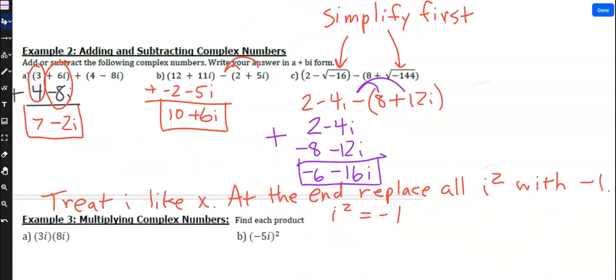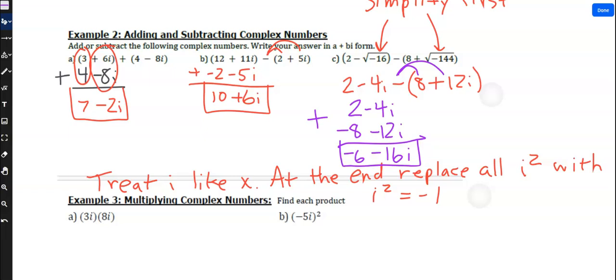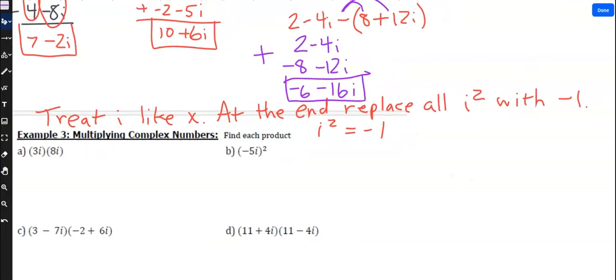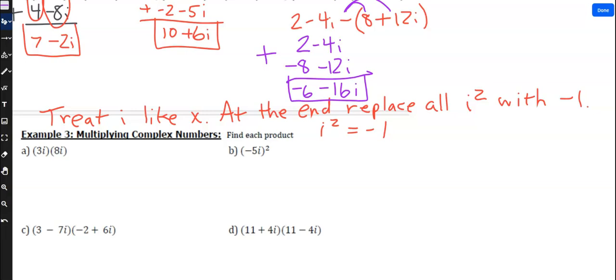So simplify those radicals first before we change it from subtraction to addition. But yeah, you want to treat i like it's just like x. But there is one difference. At the end, replace all i squareds with negative 1. So just keep in mind, i squared equals negative 1.